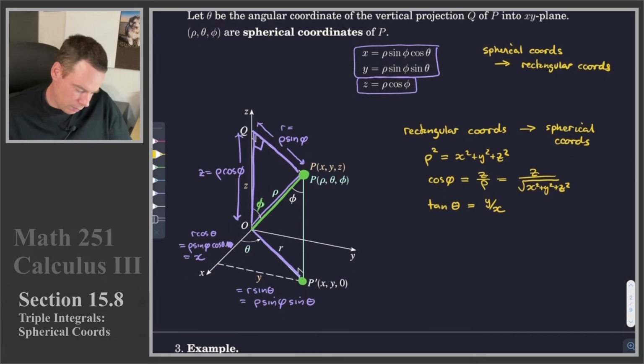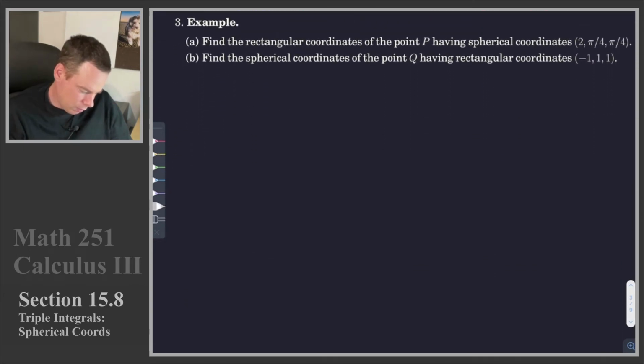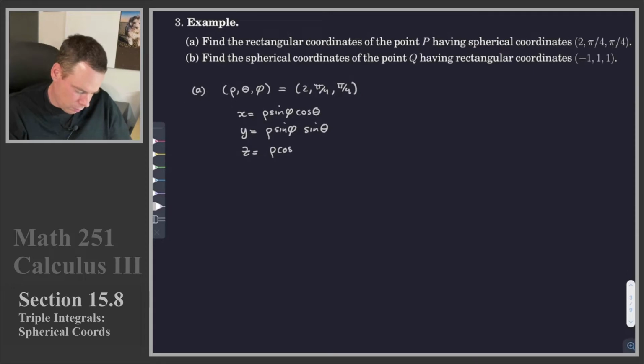Let's get a little bit of practice in working with converting between these different representations. So we're going to find the rectangular coordinates of the point having spherical coordinates 2, pi by 4, pi by 4. So right now we have rho, theta, phi is 2, pi by 4, pi by 4. X is equal to rho sine phi cos theta. Y is equal to rho sine phi sine theta, and z is equal to rho cos phi.